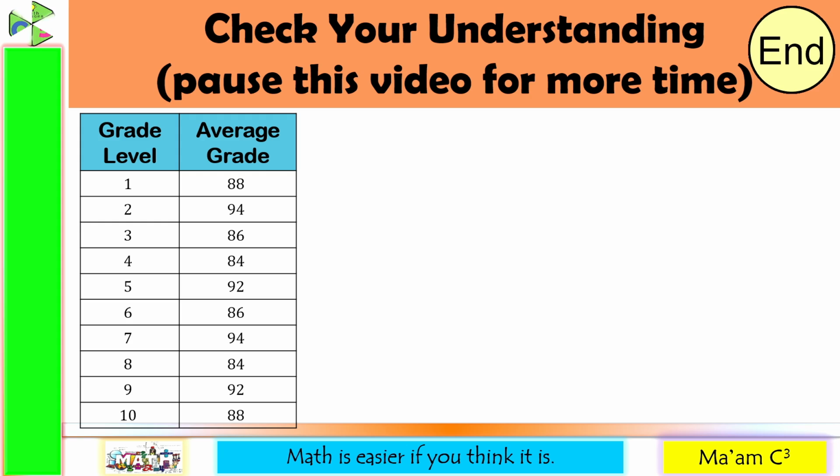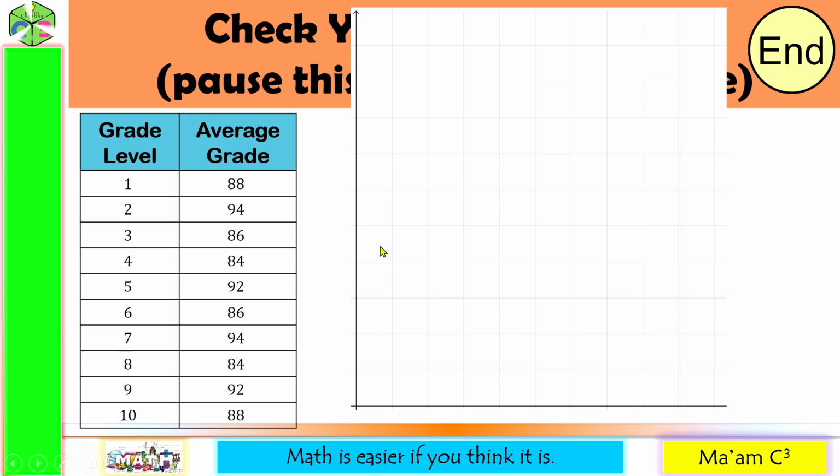Let us answer. What we have here is grade level and the average grade. Well, as I look on this table, I cannot see a pattern. There is no particular trend. Let us prove that by plotting. Here is the Cartesian plane. So you won't have an average grade if you do not enroll in a particular grade level. So the grade level will go to the x-axis. So from 1 to grade 10.